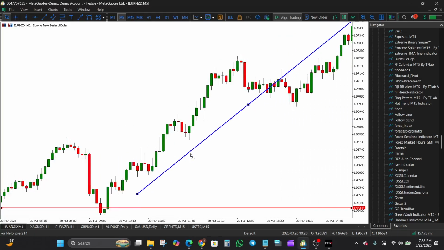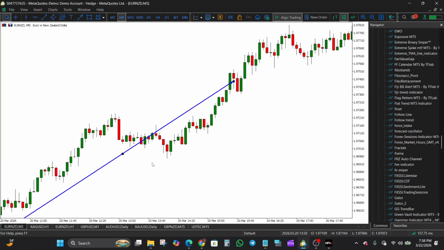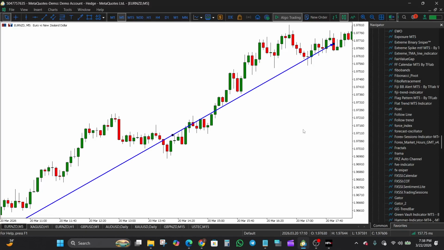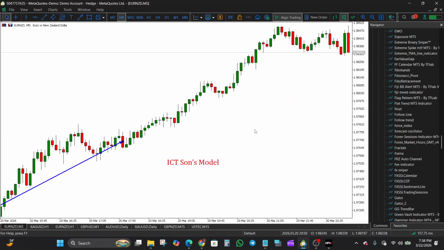Then the final step is the real price move, where the market forms a clearer trend after the liquidity has been taken. Traders using this model don't focus on predicting the market. Instead, they wait for the liquidity sweep first, then look for confirmation before entering a trade. This approach is especially popular among traders who focus on market structure and price behavior rather than relying heavily on indicators. So in simple terms, the ICT SONS model teaches traders to wait for the market to show its intention before making a decision.